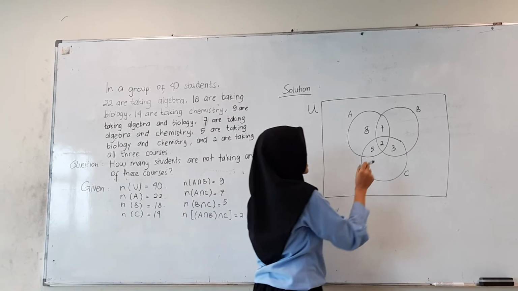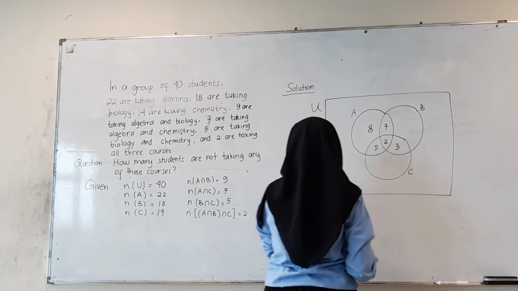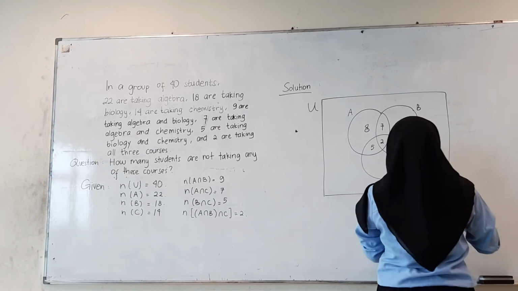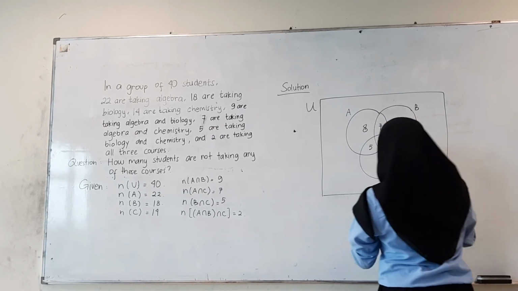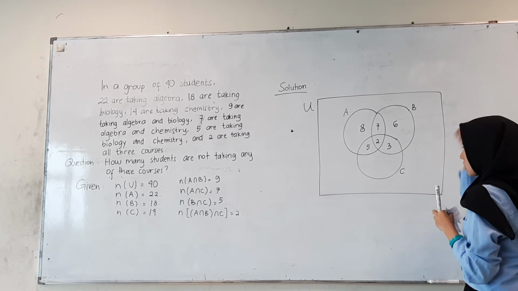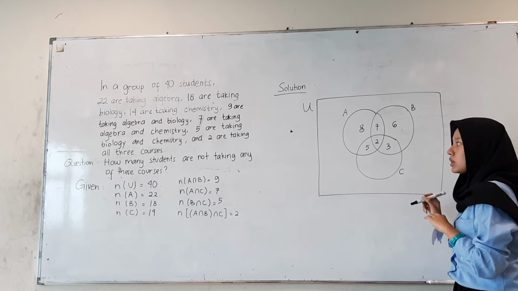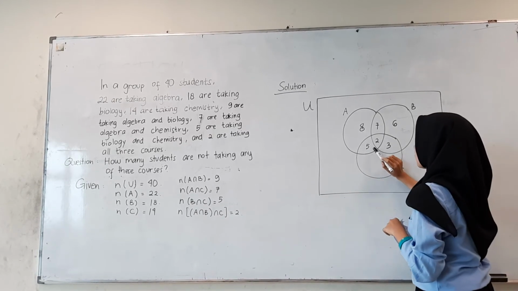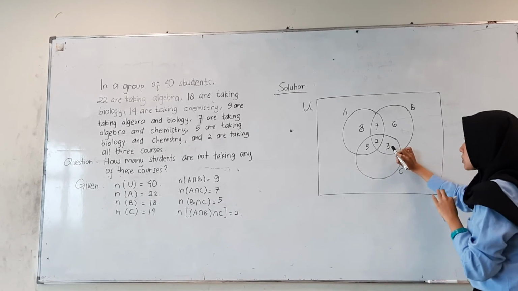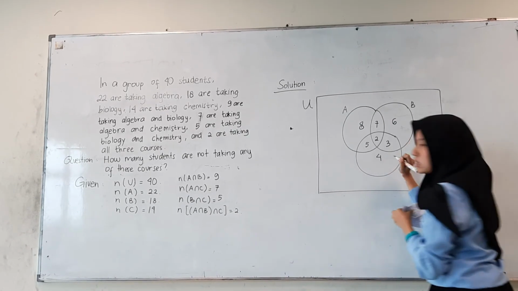I will add up 7 plus 2 is 9, and plus 3 is 12. So I will subtract this number from 18. So I got 6 students in here who are taking only biology. And the last is set C, or how many students are taking only chemistry. I would add up 5, plus 2 is 7, and plus 3 is 10. And I would like to subtract this number from 14. So I got 4 students in here.